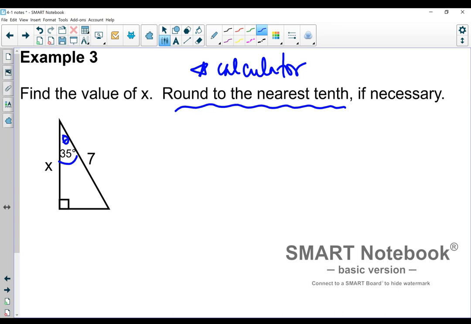So if this is my angle, I have my hypotenuse. I don't have my opposite leg, but I have my adjacent leg. So if I only have adjacent and my hypotenuse, then I'm going to use cosine. So I can say that my cosine of that angle, so cosine of 35 degrees, is going to be the ratio of x over 7. And then I would need to solve that for x by multiplying both sides by 7.